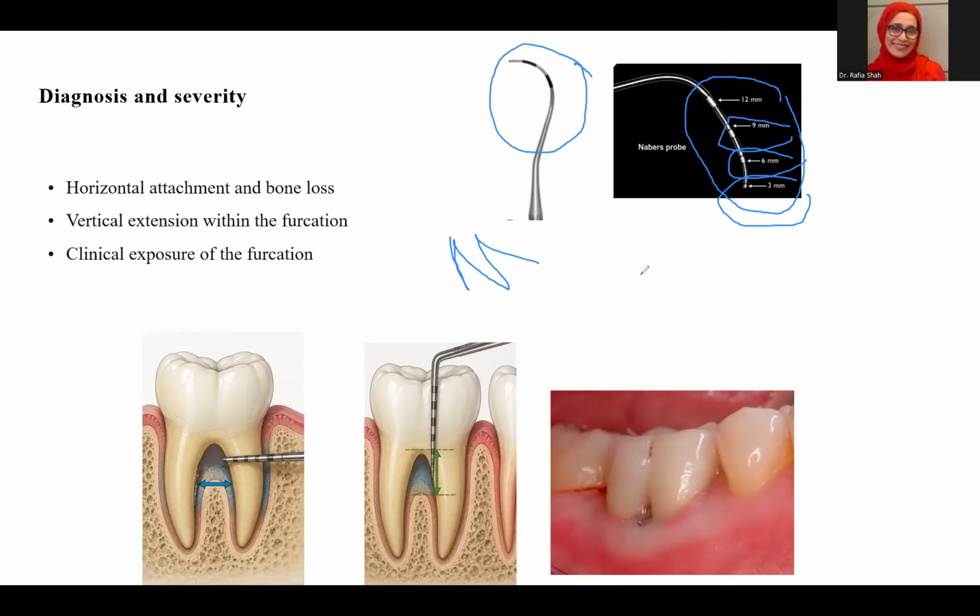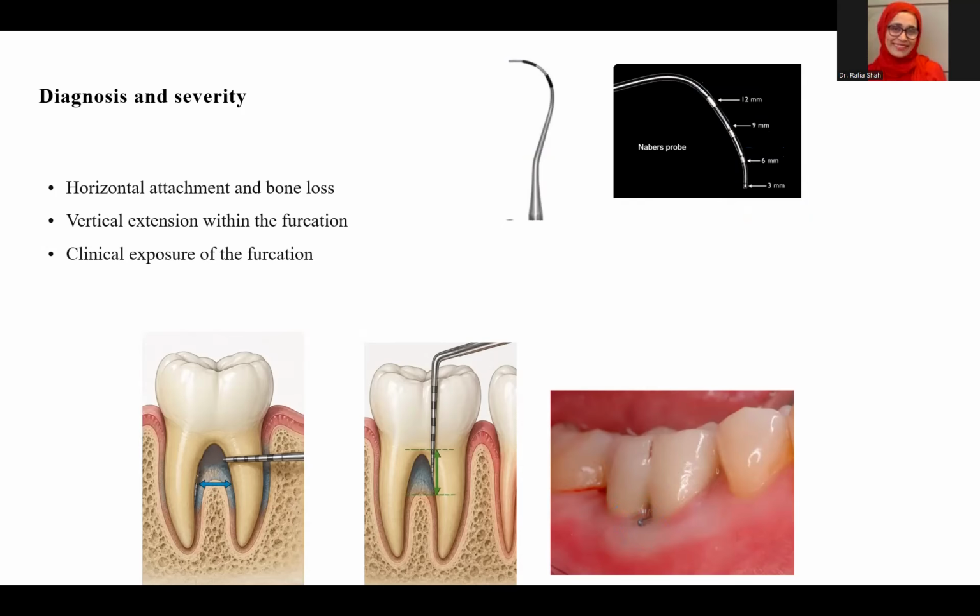So this probe helps us to clinically see whether the patient has furcation invasion or not, as in this case. If you see, the probe is placed on the lingual side and it is nicely projecting from the buccal side. So it means there is bone loss along with tissue loss. That's why the probe is protruding outward. If there wouldn't have been bone loss and tissue loss, the probe could not enter into this region.